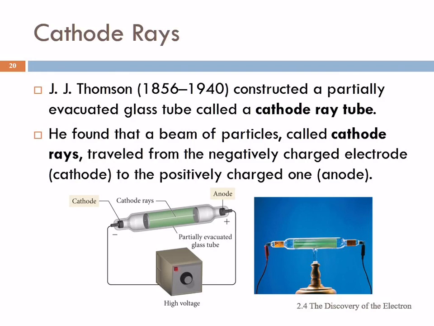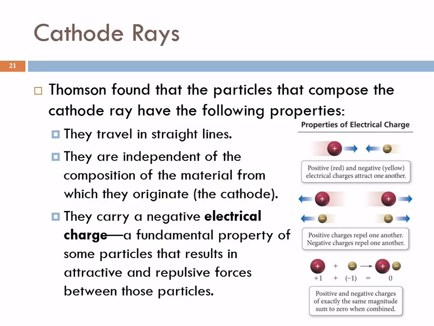So he studied these things. Here's an actual photograph. You can see the cathode ray in there. He studied them, and he observed the following properties. The cathode rays travel in straight lines. They are independent of the composition of the material from which they originate.